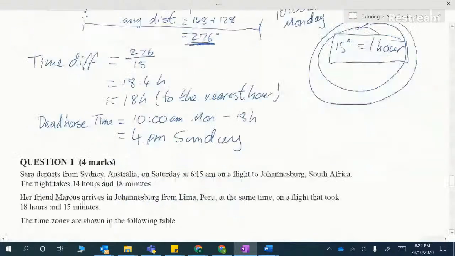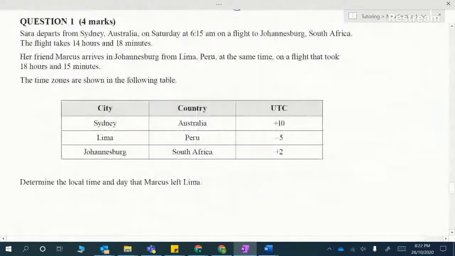All right, let's give this one a go. This one is complex. So let's see how you go with that. Okay, definitely start by drawing yourself a diagram. That's what I always do.